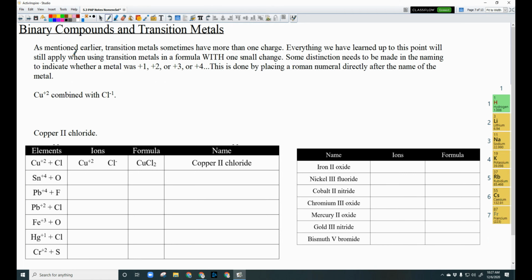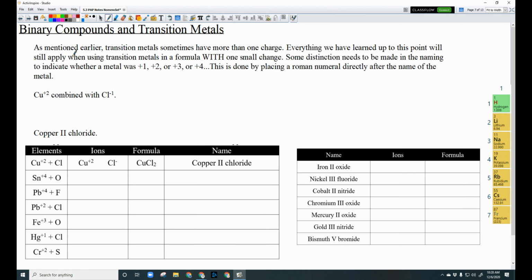But let's look at transition metals before we get to the ternary compounds. So transition metals, as mentioned earlier, sometimes have more than one charge, not at the same time, but at different times. Like copper can either be a +1 sometimes or a +2 at other times. So everything we've learned up to this point still applies with transition metals and making formulas, with just one small change. Some distinction needs to be made in the naming to indicate whether we used a +1 ion, a +2, a +3, a +4. And this is done by placing a Roman numeral directly after the name.